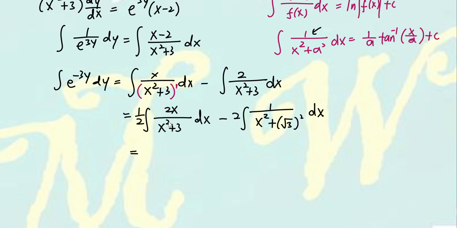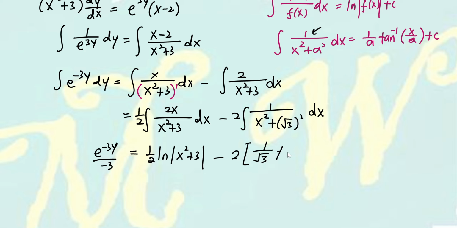Then now I will solve the left side to integrate e minus 3y, that is e minus 3y over negative 3. And the first term on the right side is half ln x squared plus 3. So I put a modulus sign here to make sure it is positive. Then minus 2, and this is going to be 1 over, now your a is square root 3, then arctangent x over square root 3. Then plus c.